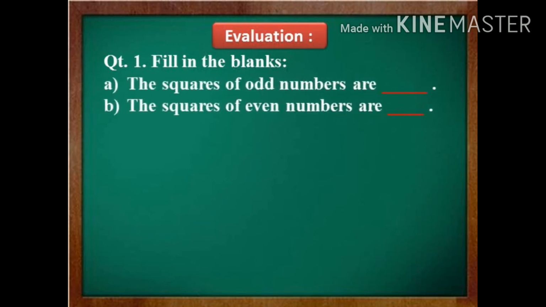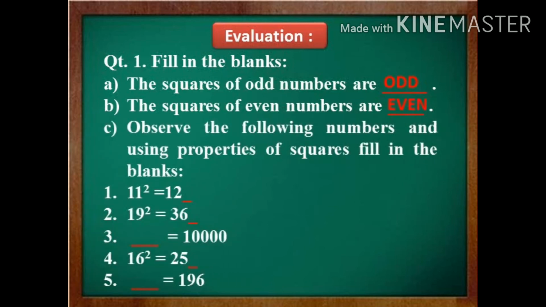Fill in the blanks. The squares of odd numbers are dash. The correct answer is odd. The squares of even numbers are dash. The correct answer is even. Observe the following numbers and using the properties of squares, fill in the blanks.